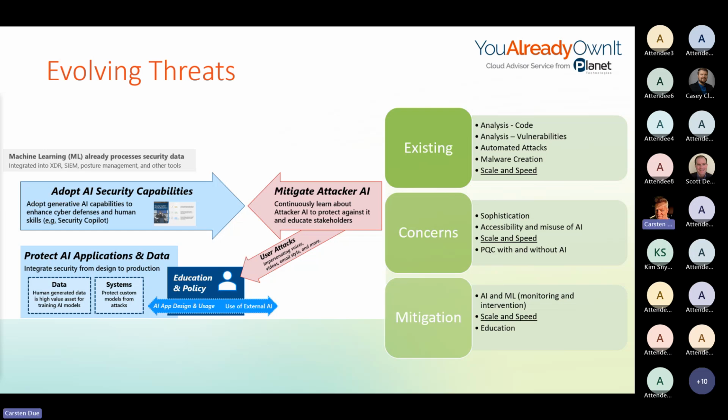So, mitigation. I'm going to take the mitigation to what we can do today, not so much what we are going to be doing tomorrow. Today, we can use AI and machine learning for monitoring and intervention. We actually have scale and speed combating capabilities. And then I think one of the most important, and maybe left behind till now, I hope that changes radically, is to educate our users how to recognize what they're looking at.